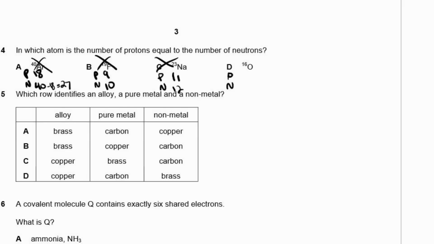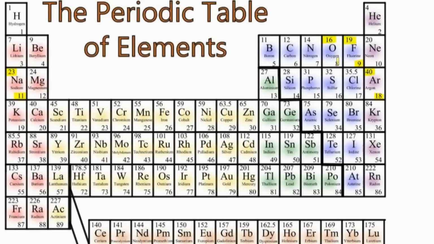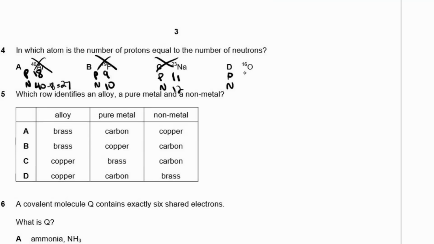And oxygen, 16 is the mass number, and oxygen has 8 as a proton number. 16 minus 8 is 8. Looks like the protons equal the neutrons. So 8 protons, 8 neutrons. The answer is D. There we go.